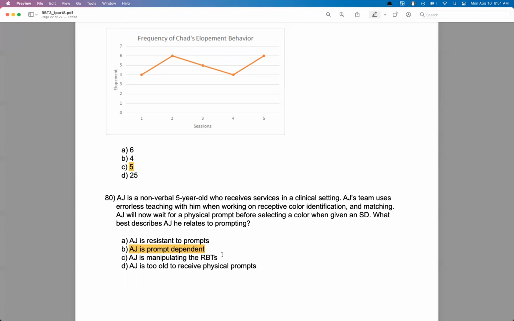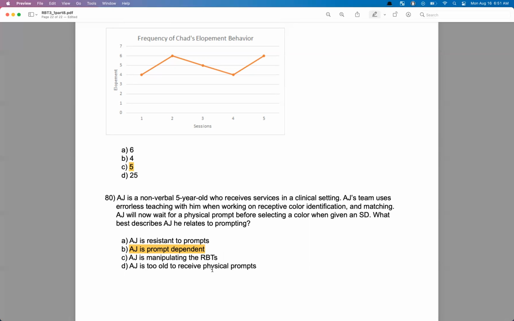He's not manipulating the RBTs, right? We're making a lot of assumptions there that we can't track, measure, or really know. And you're never really too old to receive physical prompts. Okay. If that's what the behavior plan calls for, then we're going to use physical prompts. AJ is now prompt dependent.